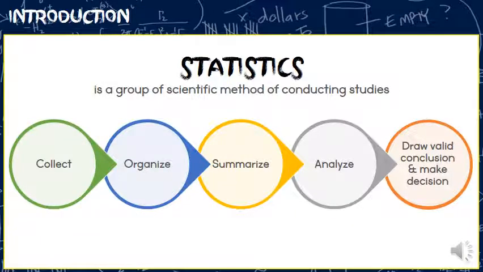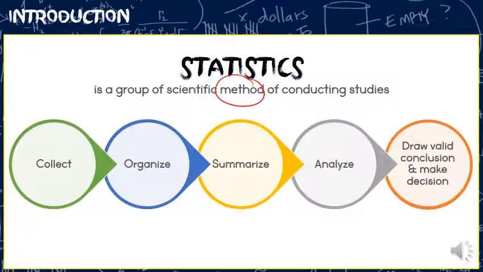So now I'm going to start with what is statistics. So statistics is a group of scientific method of conducting studies. So statistics ini sebenarnya is a collection of method. Apa yang you perlu buat when you want to conduct a study. So bila you kata you nak buat study, it's not that tiba-tiba you terus dapat result. Before you dapat result tu, there are a few more steps that you need to do. So what are the steps?